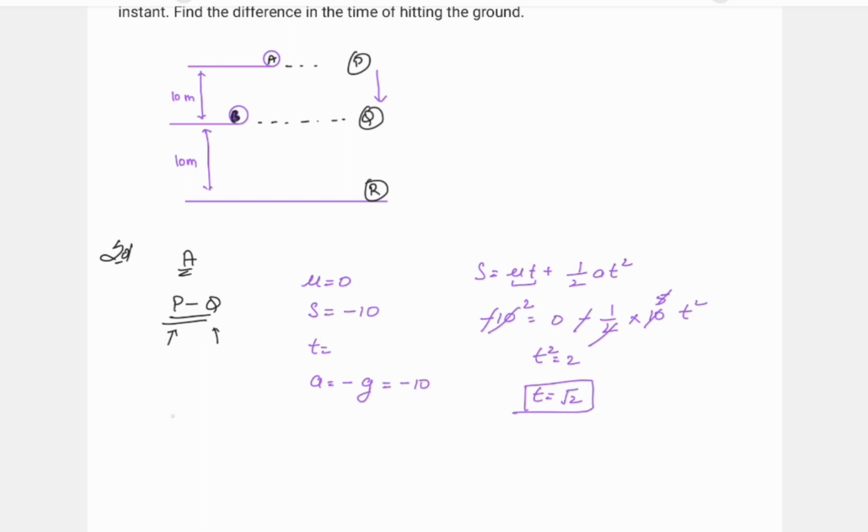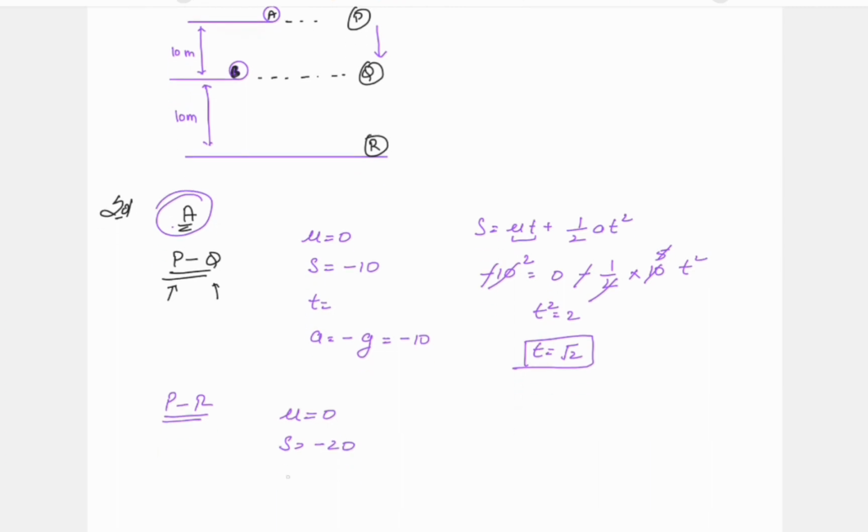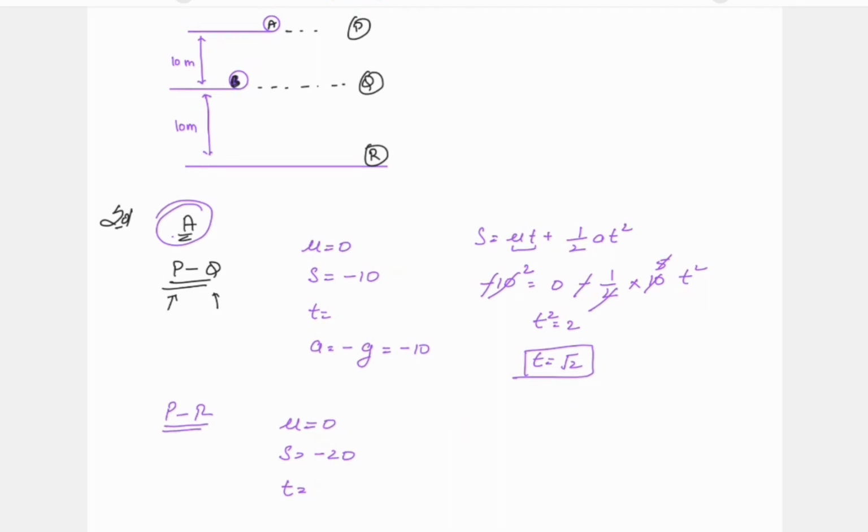Now consider the journey PR for ball A. I am discussing ball A. What is the initial velocity? 0. What is the distance traveled? Minus 20. The time I am going to calculate, the time taken by the ball to reach the point R from the point P. What is acceleration? Acceleration is minus g.